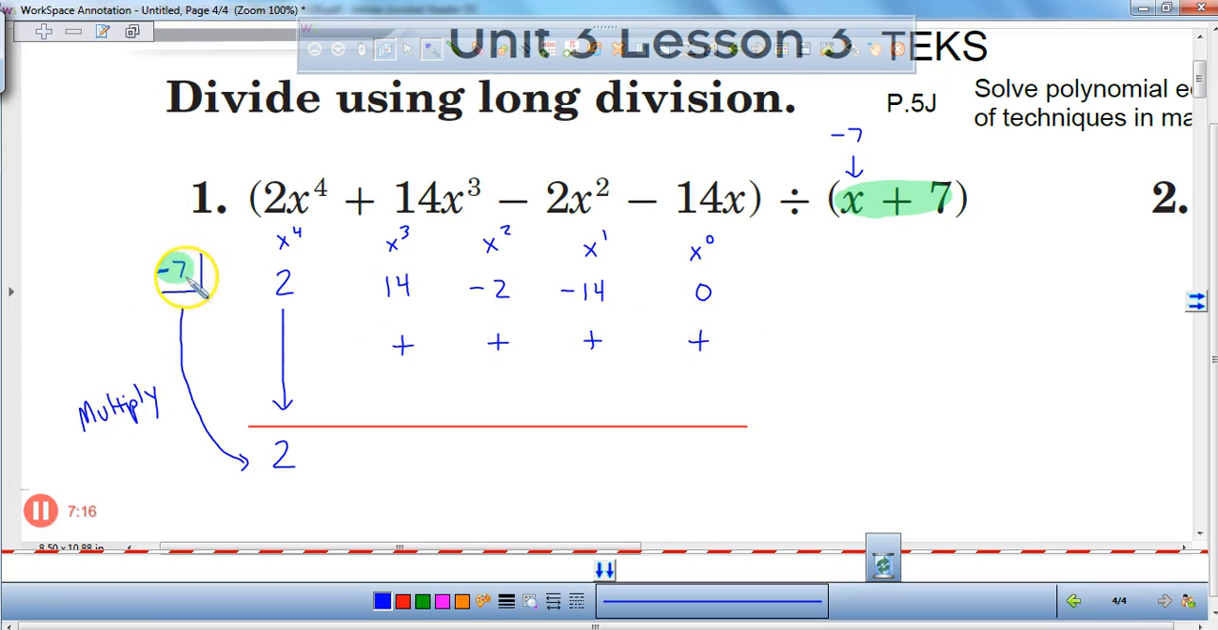So here we go. See if you can follow this pattern. Negative 7 times 2 is negative 14. And negative 14 plus positive 14 is 0. Negative 7 times 0 is 0. And negative 2 plus 0 is negative 2. And negative 7 times negative 2 is positive 14. And that's 0. And negative 7 times 0 is 0. And we get 0. So you get this answer: 2, 0, negative 2, 0, 0.